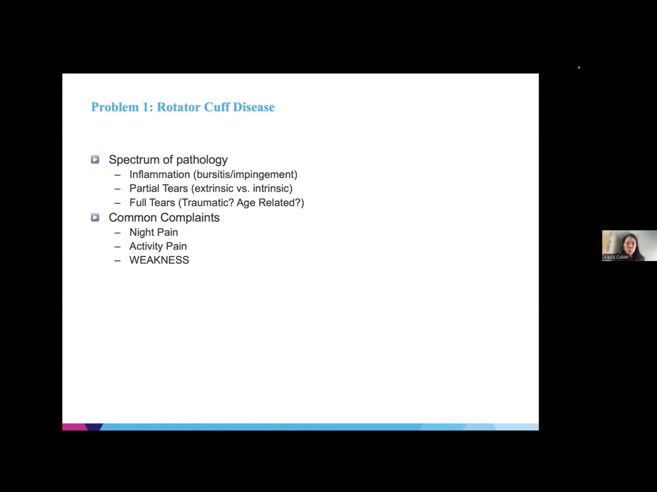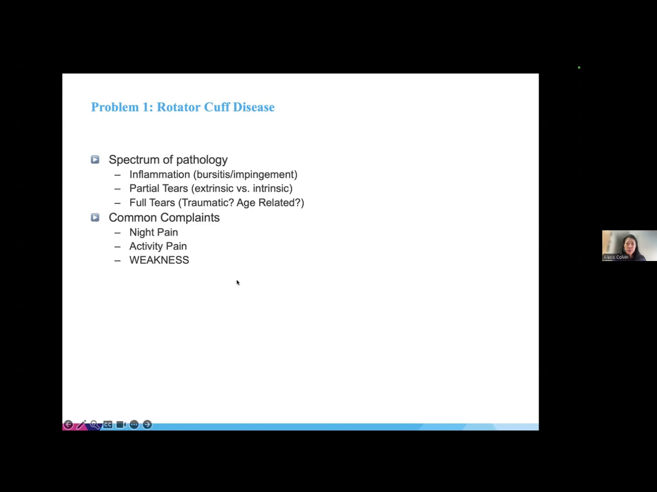Okay, so going back to rotator cuff disease, which is probably the most common thing that we see in general in an older population, there also is a spectrum of problems with this too. So the least severe would be just inflammation. There are a couple of different words we use for this, either bursitis or impingement. And on the other end of the spectrum, the full tears, where the rotator cuff is completely torn. And this can be due to trauma, but we also know that's very common just as we get older. And in the middle, you can have a partial tear of the rotator cuff where it's not completely torn.